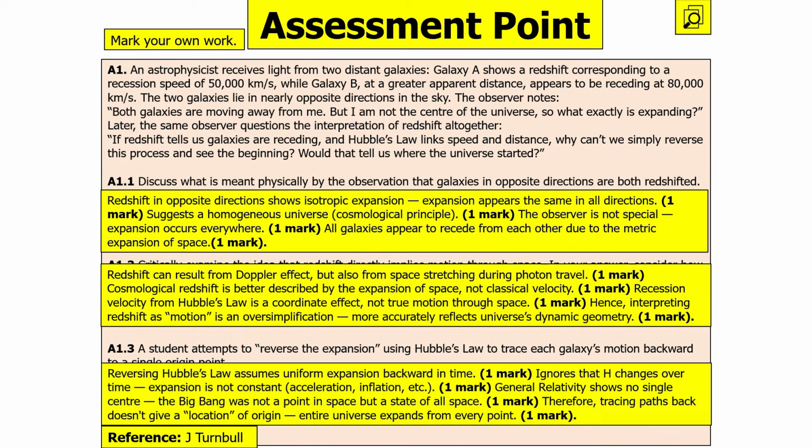Now, reversing Hubble's law assumes uniform expansion backward in time. This ignores the fact that the Hubble constant has changed over time. Our expansion is not constant. Now, general relativity shows there's no single centre. The Big Bang was not a point in space, but a state of all space itself. So tracing paths back does not give the location of an origin. The entire universe has expanded from one single point.